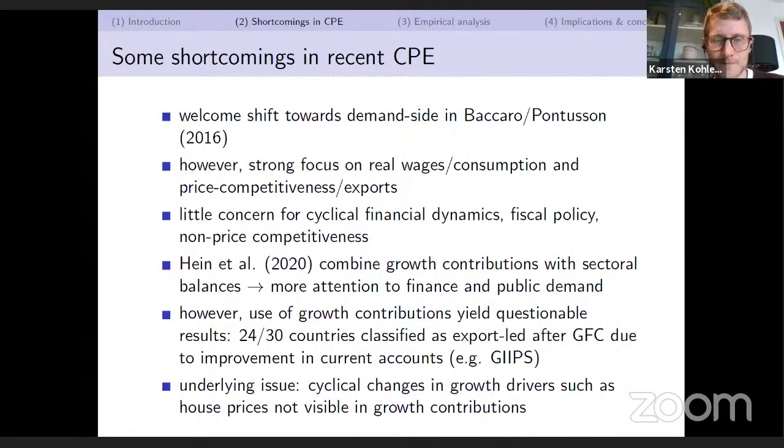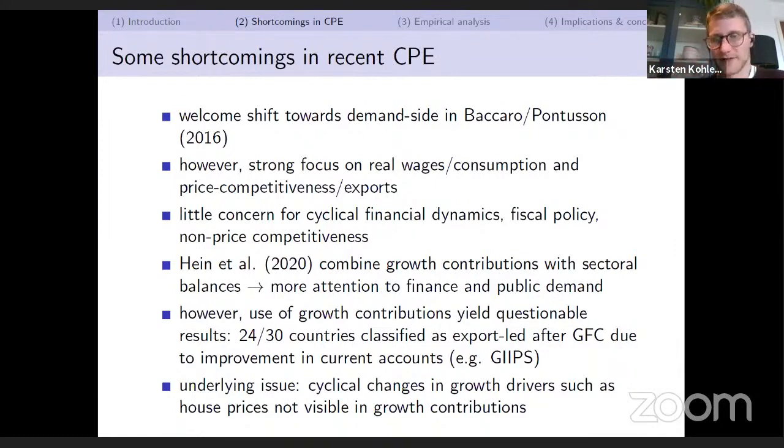But one of the issues we see in the use of the growth contributions is that these growth contributions can yield questionable results, especially when you look at the post-crisis period. In the paper by Eckert in RIPE, for instance, 24 out of the 30 countries in the paper are classified as export-led after the global financial crisis due to a strong improvement in current accounts that you observe in that period. For instance, the GFC countries, Greece, Ireland, Italy, Portugal, and Spain are all classified as, I think, weakly export-led in the post-crisis period.